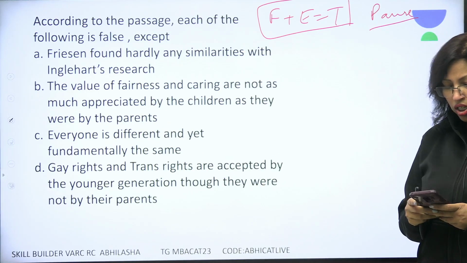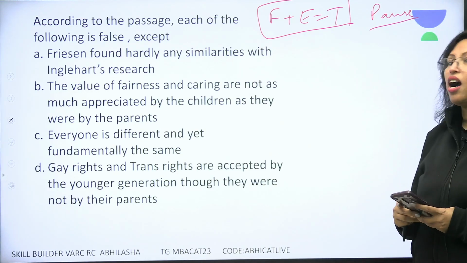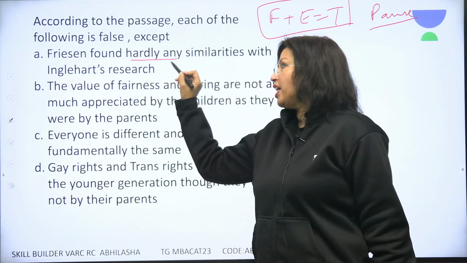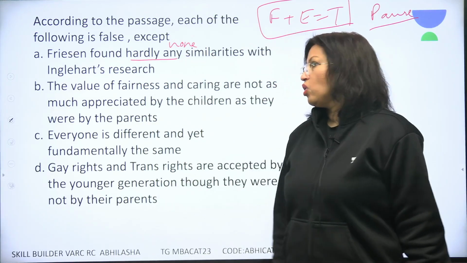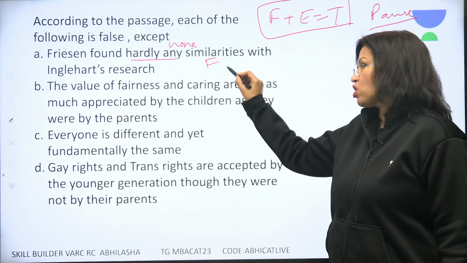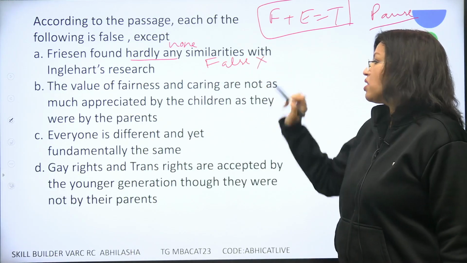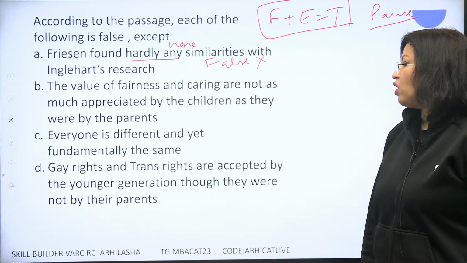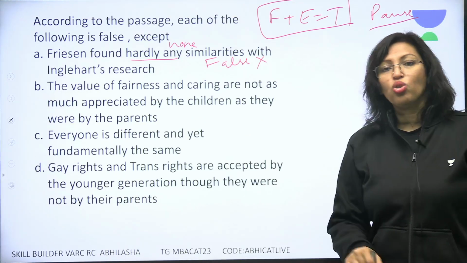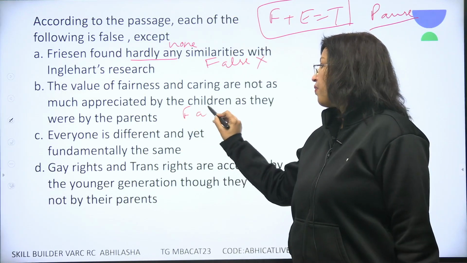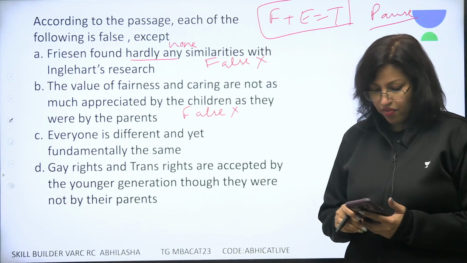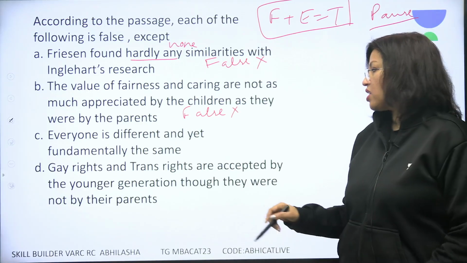Friesen found hardly any similarities with Inglehart's research. Well, very peculiar. Hardly any means none. Okay, but that is not true. The passage had said that there are many similarities, so this is false and therefore cannot be my answer. The values of fairness and caring are not as much appreciated by the children as they were by the parents. No, the author said there is a through line. So false and cannot be right. Everyone is different and yet everyone is fundamentally the same.